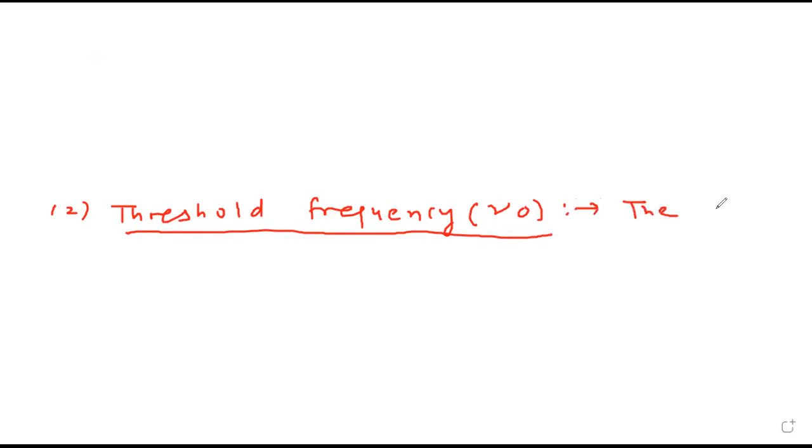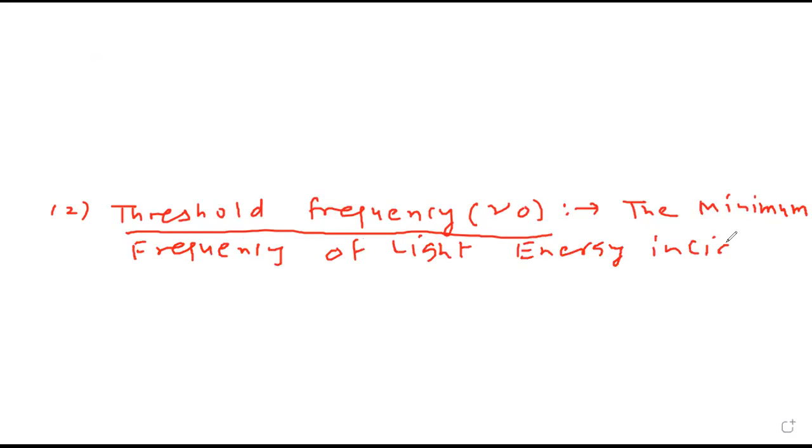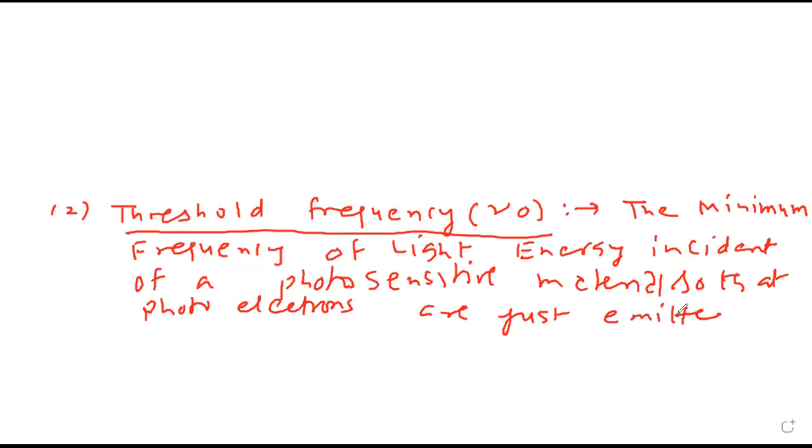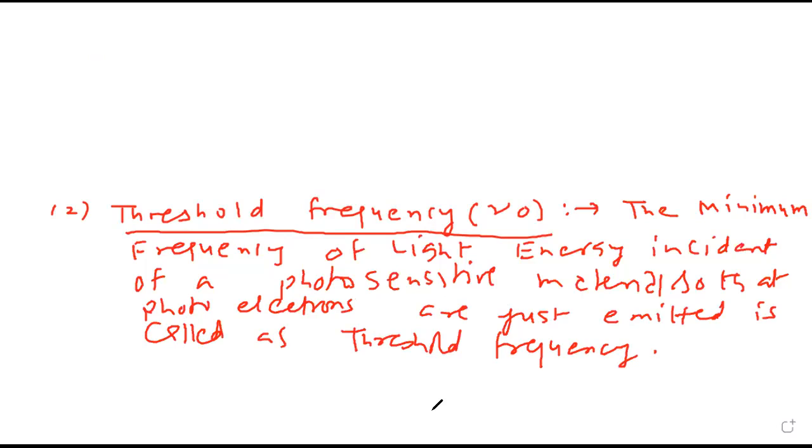The minimum frequency of light energy incident on a photosensitive material, so that photoelectrons are just emitted, is called as threshold frequency.